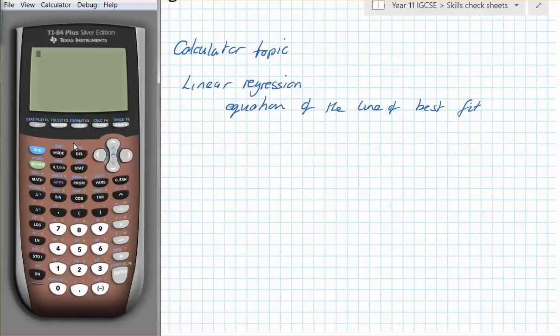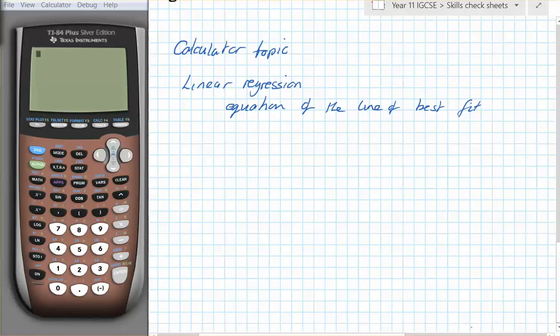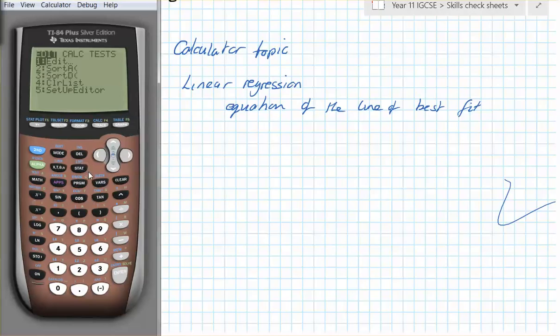So first of all, obviously, to do linear regression, the first thing you need in your calculator is what? A set of data. So how do you put a set of data into your calculator? Stat. The stat button. Okay. Edit. Right. So stat button, edit, we can put values in, okay.